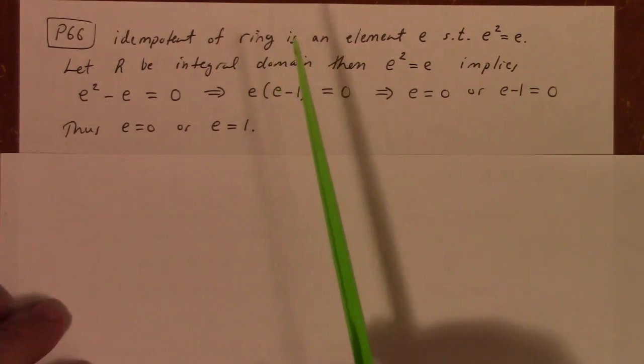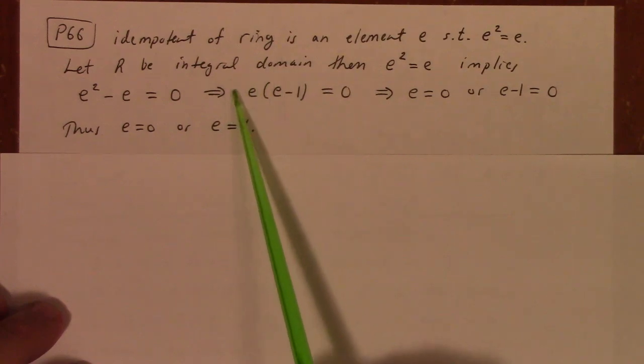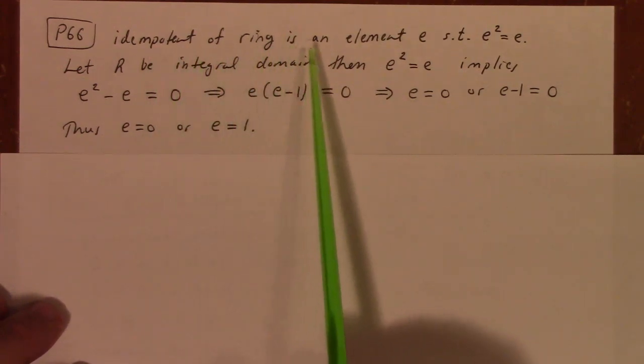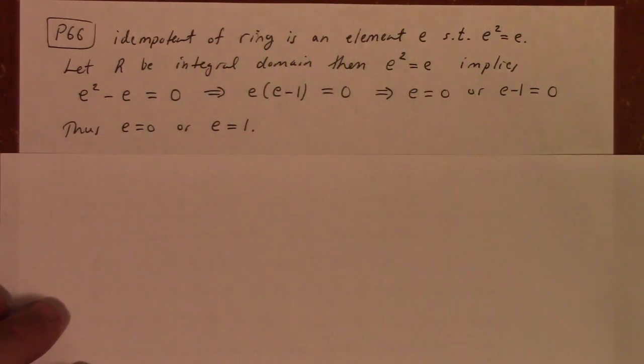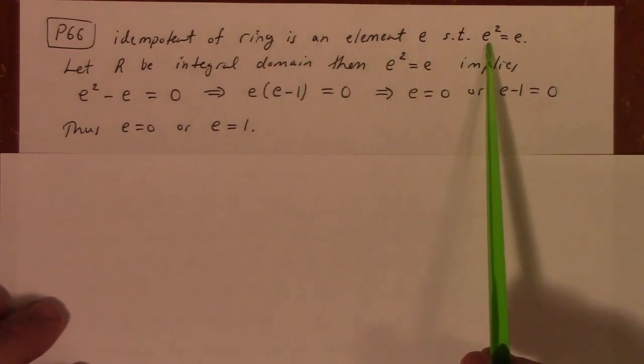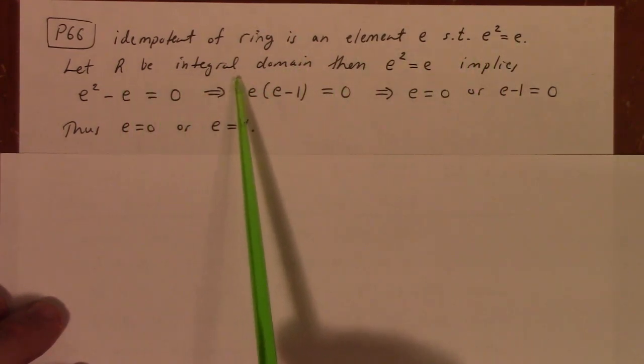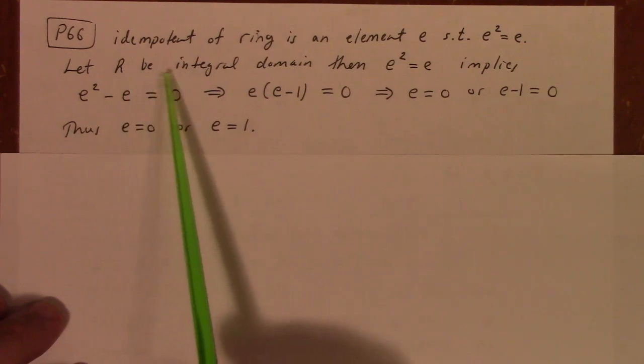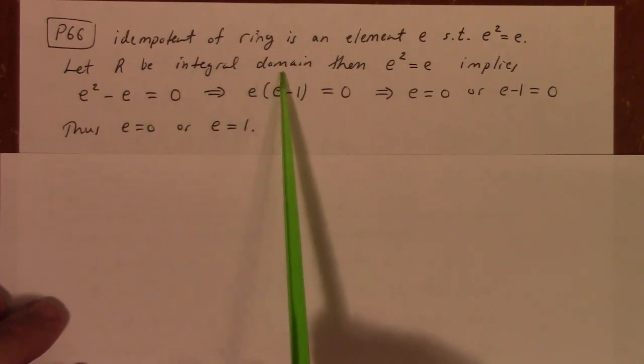Also a very nice test question, I would add, because it's just so simple. An idempotent of a ring is an element E such that E squared is equal to E. So let R be an integral domain. What does that mean? It means it's a commutative ring with no zero divisors, right?